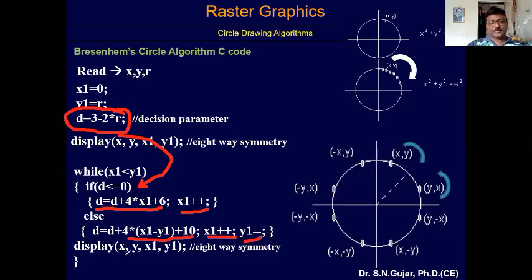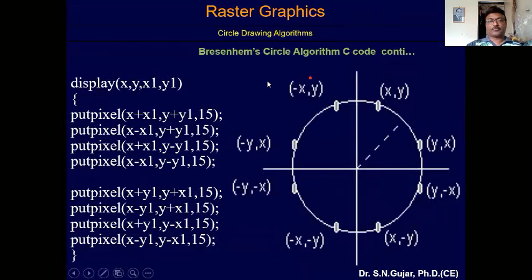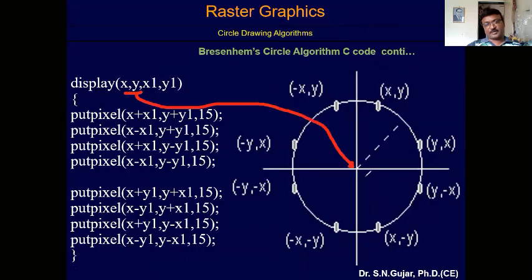So where is the display function? This is my display function, the 8-way symmetry function. This 8-way symmetry can directly draw the circle. Now how can we write the 8-way symmetry? This is my 8-way symmetry function. While writing it, for the display function the parameters you need are x, y, which is the center of the circle, and x1, y1.